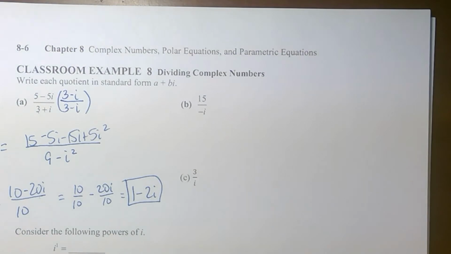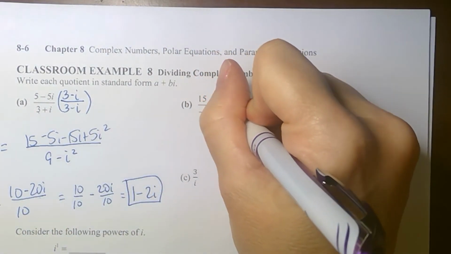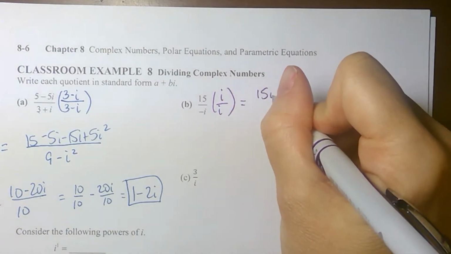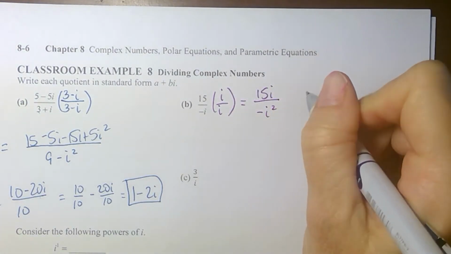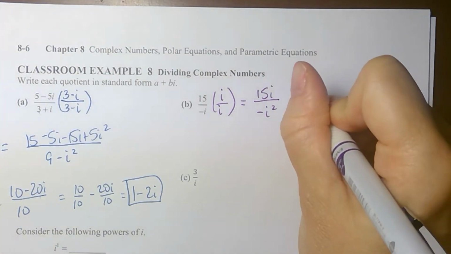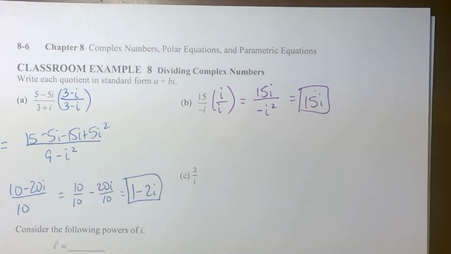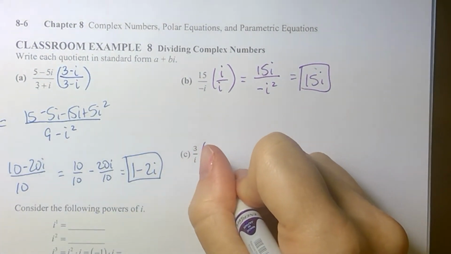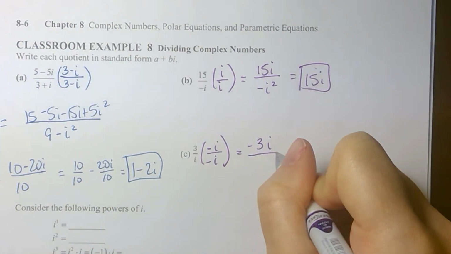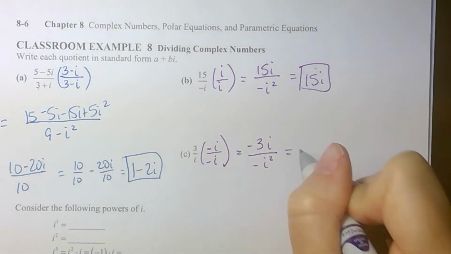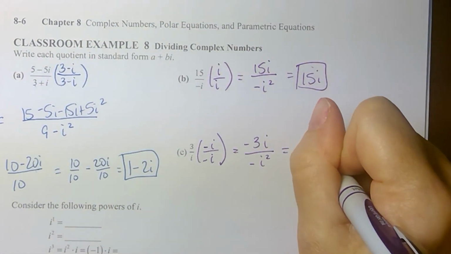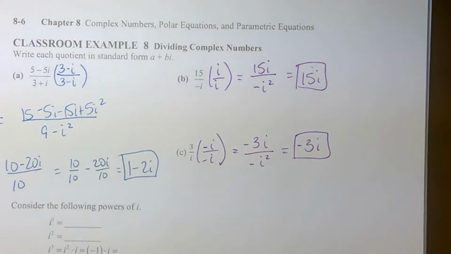Let's look at B. The conjugate of negative i is just positive i. So I'm just multiplying this times i over i, which gives me 15i over negative i squared. Negative i squared is just positive 1. So my solution is just 15i. On C, my conjugate is a negative i. So I have a negative 3i in my numerator and a negative i squared in my denominator. Again, negative i squared is just positive 1. So my result is a negative 3i.